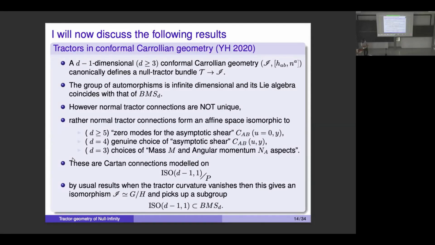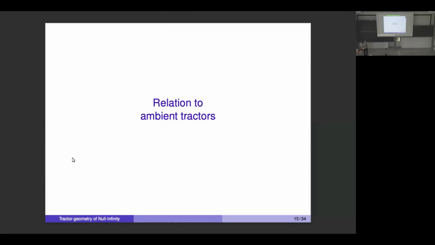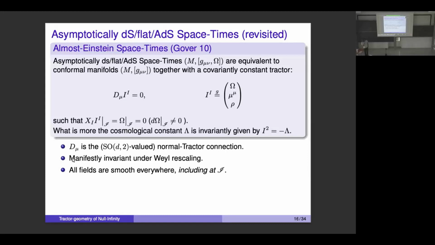So nothing to guess here, it's just immediate. Okay, so that's sort of the intrinsic picture, but of course you should have in mind that there is a very immediate, close relationship with the ambient tractors of your space-time, as Rod discussed with us. This is because you can rephrase the conformal asymptotic simple condition as follows. Now, the conformal metric is equivalent to a Cartan connection, which is valued in the conformal group.